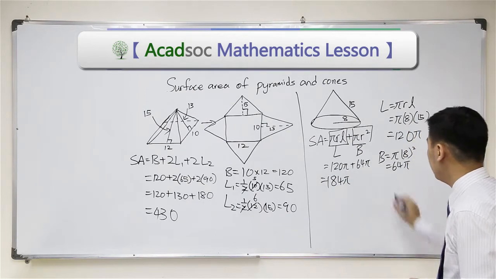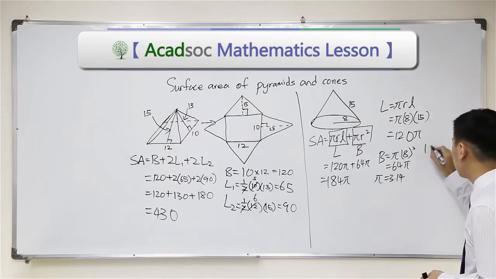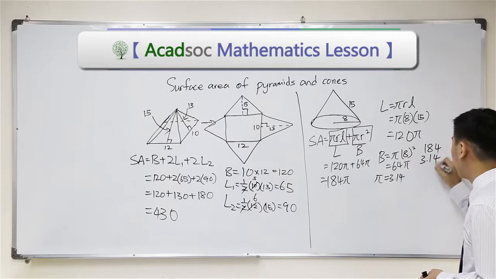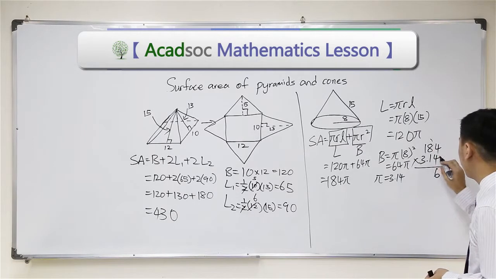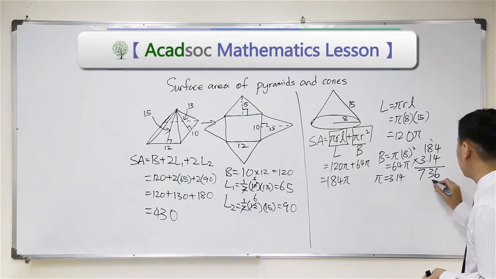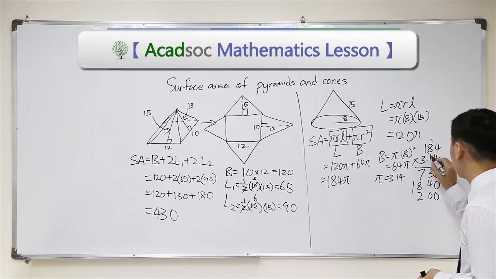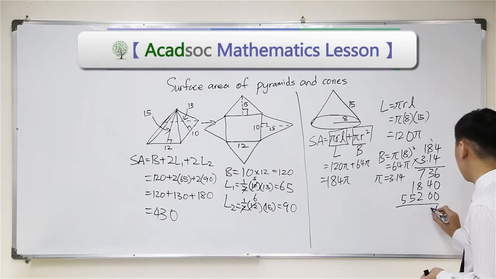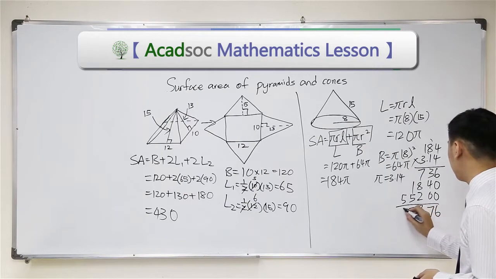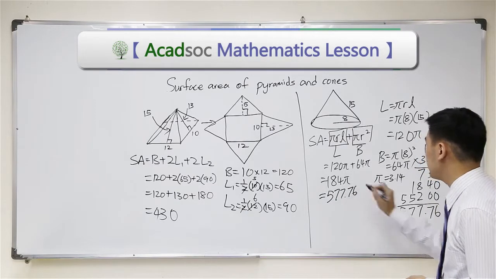Now if we take pi to be equal to 3.14, we can calculate. Oh boy, this is going to be a big number. That's alright, let's do this step by step. So we have this, and the last step. So we calculate and we get, oh boy, the total area is 577.76.